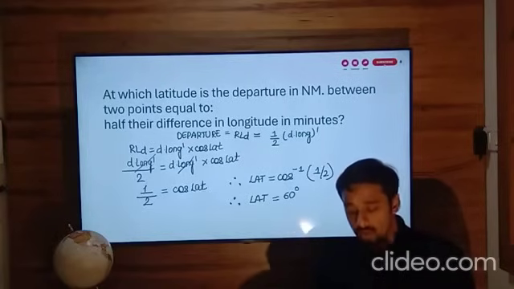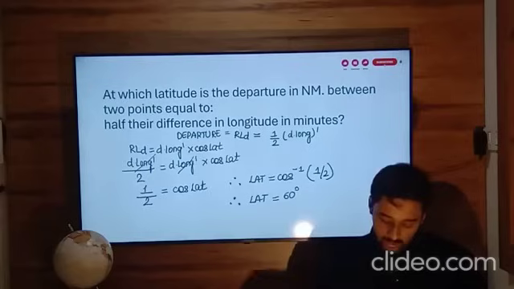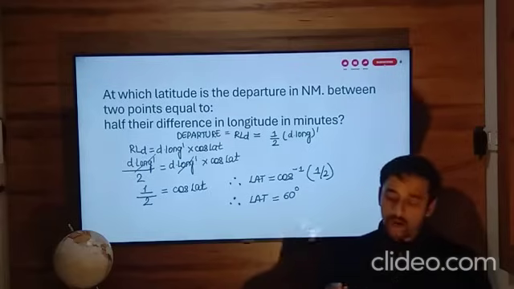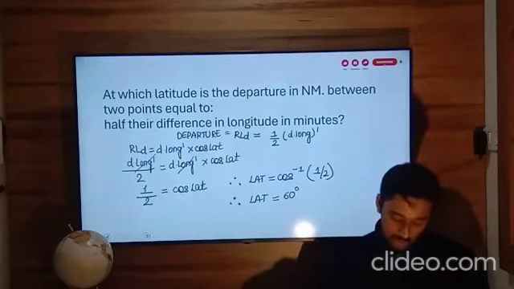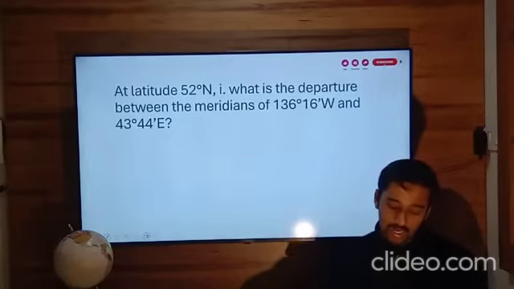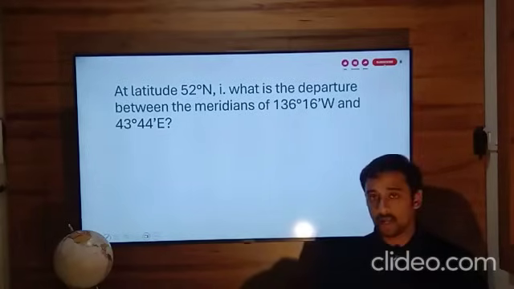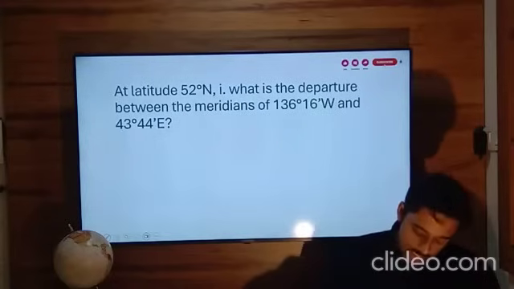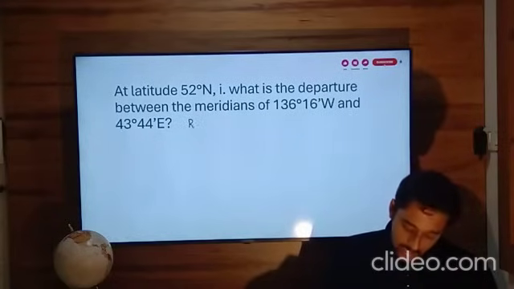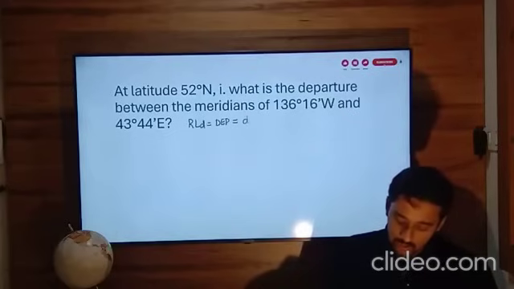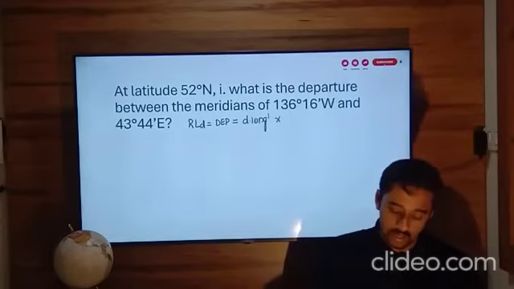Shift cos inverse 0.5 is 60. So this is how you do this sum. Now let's go to the next part. At latitude 52 degrees north, what is the departure between two meridians? So, a direct straightforward question. Let's write: line distance is your departure. It is equal to d long in minutes into cos of latitude.